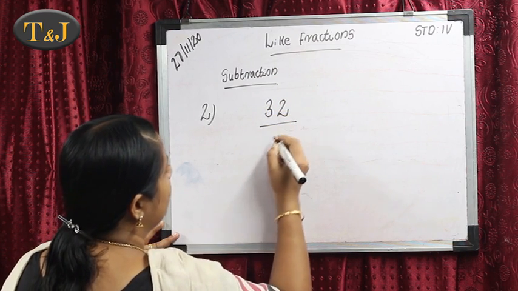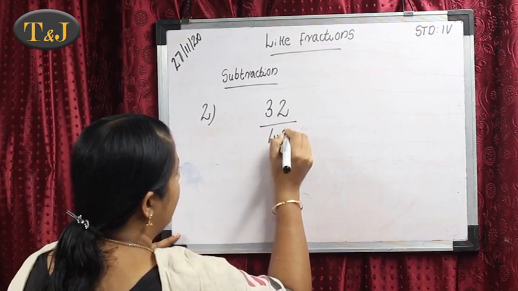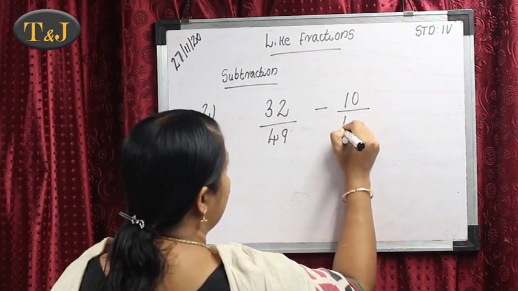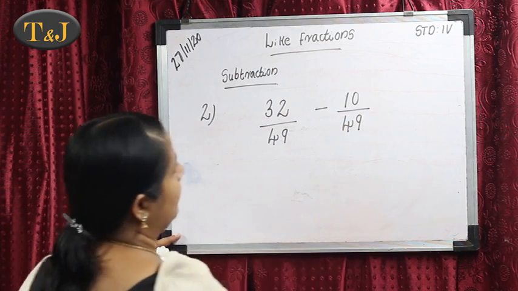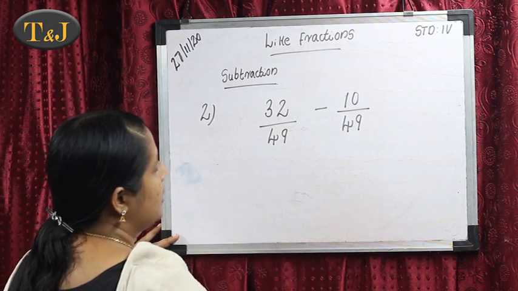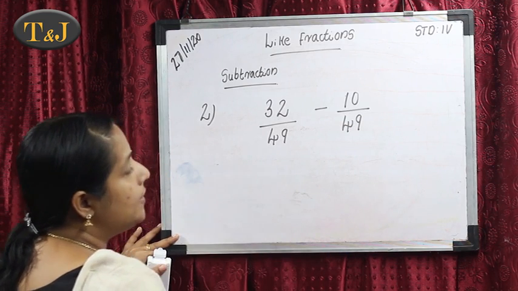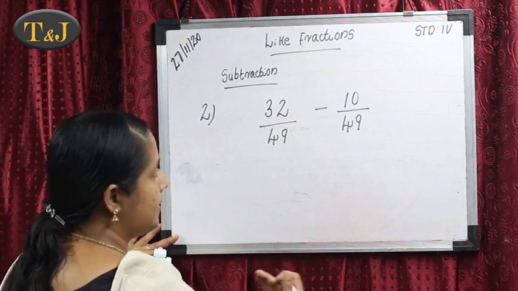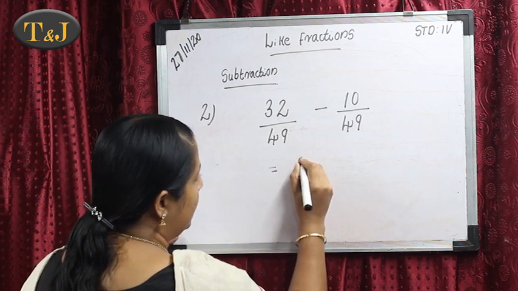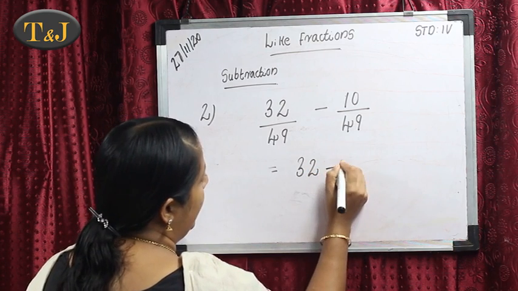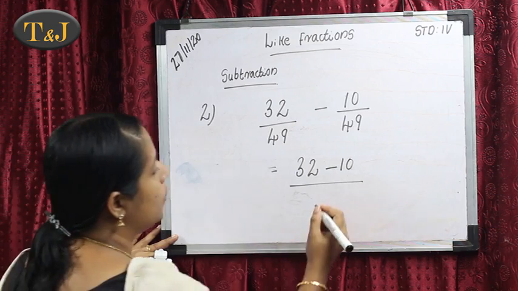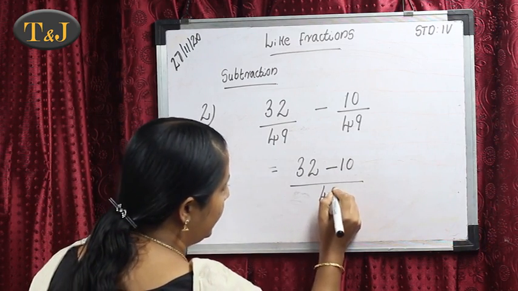32 by 49 minus 10 by 49. So we are subtracting like fractions. Our numerators are 32 and 10, so we subtract the numerators together. Then 32 minus 10, and the denominator remains the same number, so we write our denominator as 49.